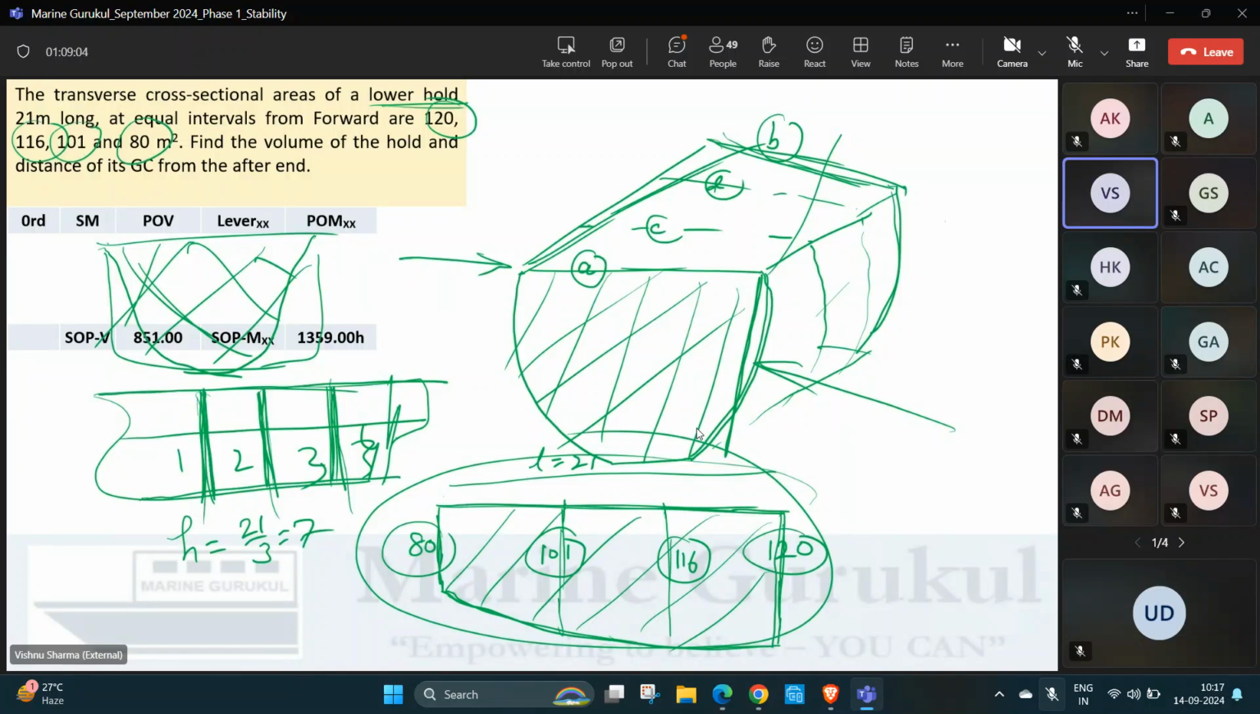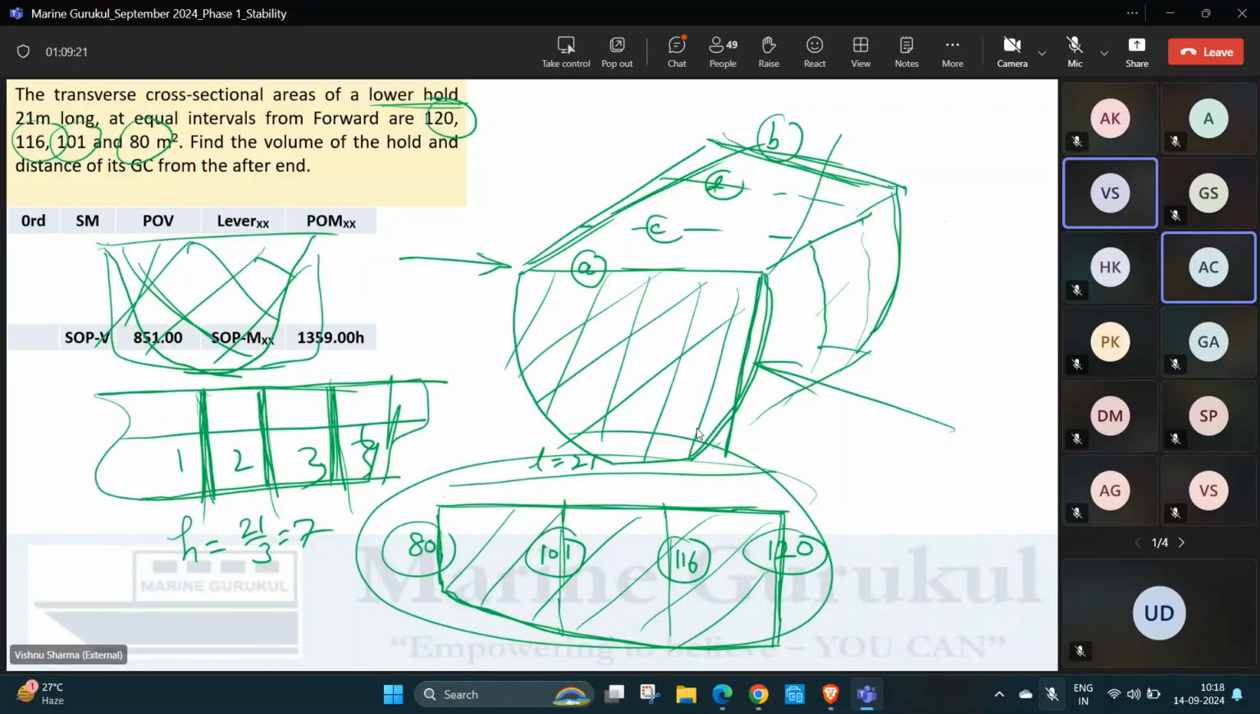And suppose in the next question, you will have 10 ordinates. Here you may still be comfortable that it's okay, only 4 ordinates. Tomorrow you'll have 10 ordinates, then how? Then again there'll be more confusion. Am I right?